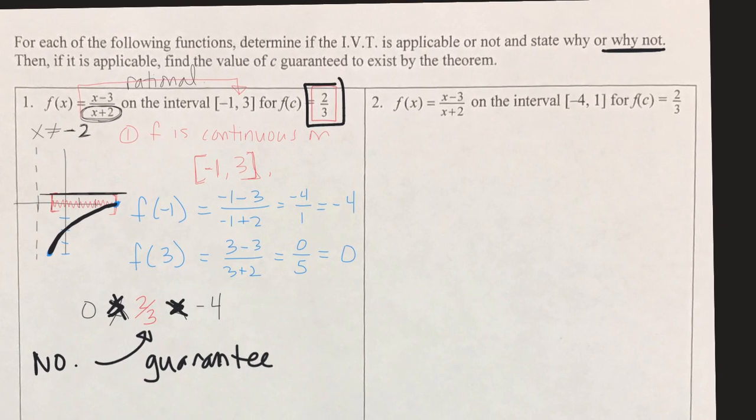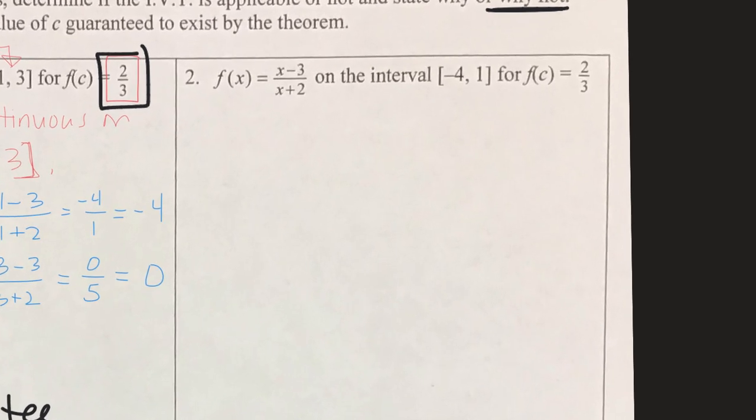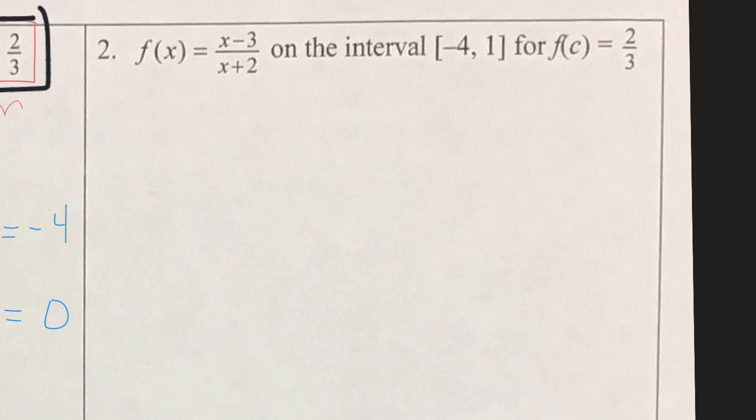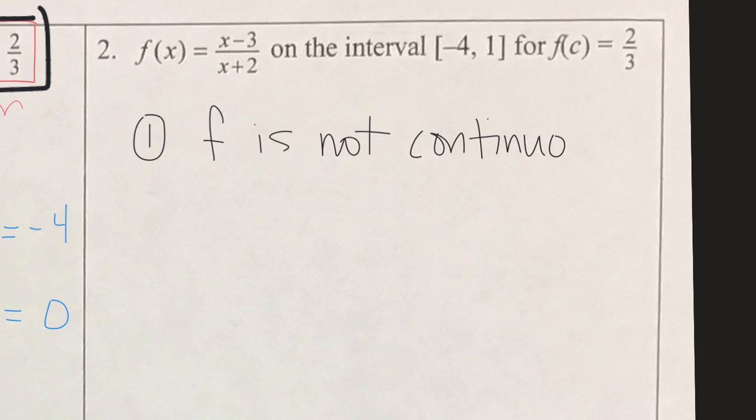This one says from -4 to +1. Same function, -4 to +1. Okay, so what's the problem with -4 to +1? F is not continuous, right? It's the same graph we had a second ago. At what x value? Where does our rational function have an asymptote? At -2, right?